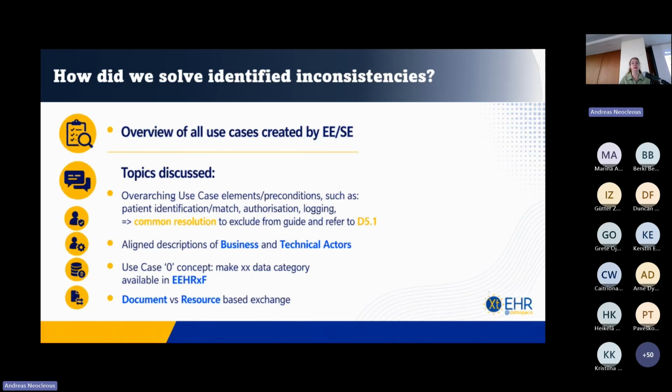And we also had a look at the actors that play a role in the use cases, business and technical actors, and we found also there, or we aim to have the same kind of approach there as well. And another insight we kind of got to was the use case 0 concept. And this means that every EHR system needs to be able to make available the format for the specific category. So we called it use case 0. And that's also what you will find in each of the deliverables of work package 6 and 7.